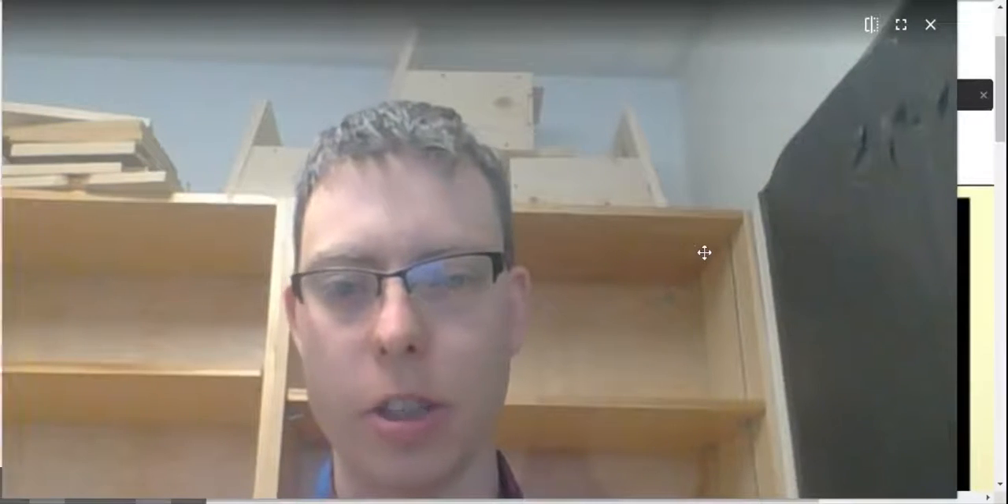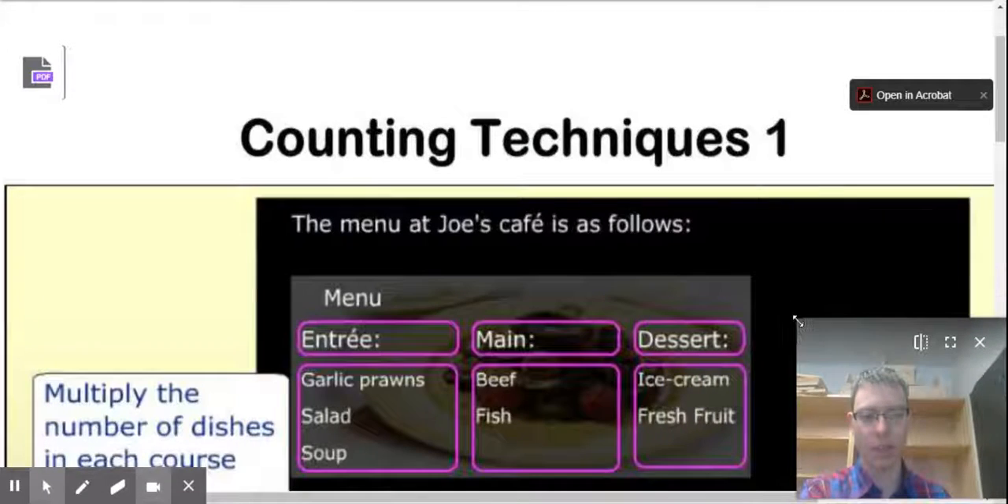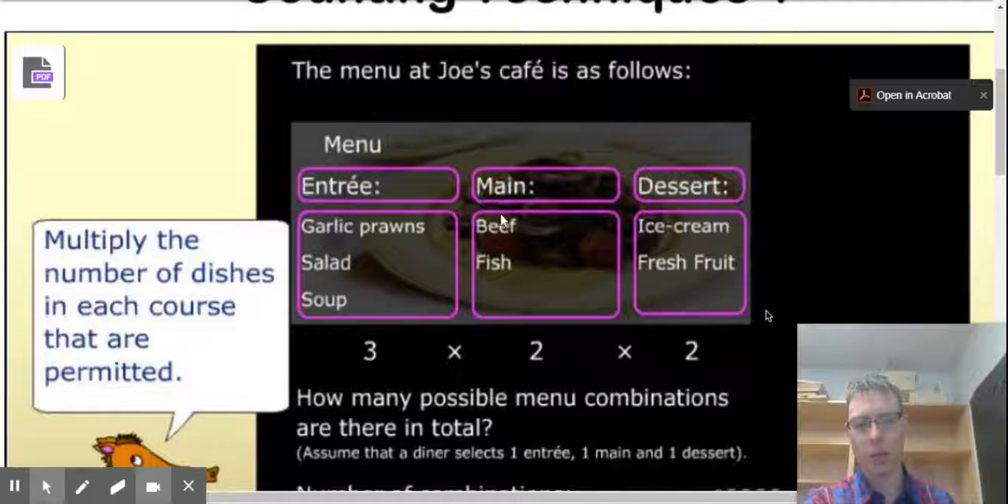Hello, everyone. Okay, so this lesson we are going to be talking about counting techniques when dealing with probability. So I'm going to minimize me and then we can take a look at some of these things. Now, I alluded to this in the last lesson. If you missed that, go take a look at that.